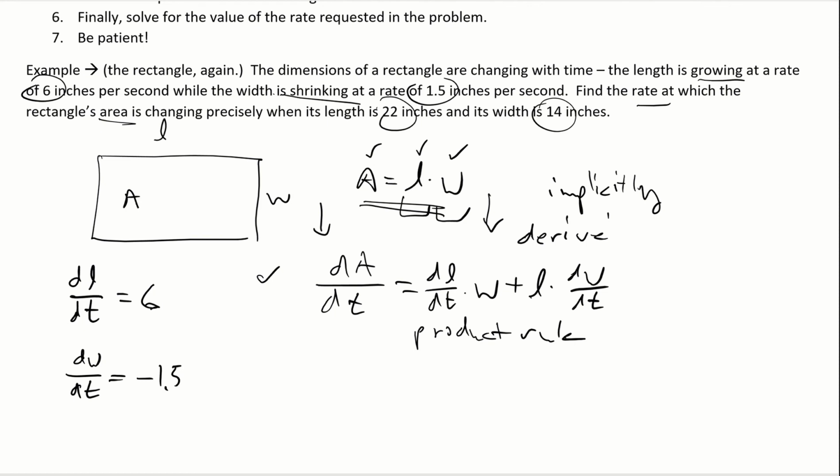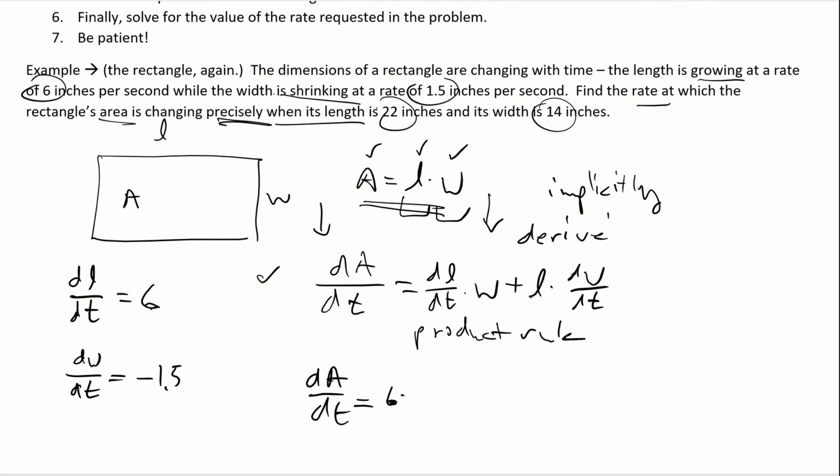Okay. And finally, is that it? Yeah. What are we looking for? Well, we're looking for dA/dt because it says the rate at which the area is changing. So we can start plugging numbers in. We can go dA/dt is equal to dL/dt, which is 6, times the width. Uh-oh, the width. Wait a minute. At precisely when these measures are true. So they're capturing it at a moment when the width is 14 and the length is 22. If you pick a different moment with different measures, you get different rates of change, different rectangles.